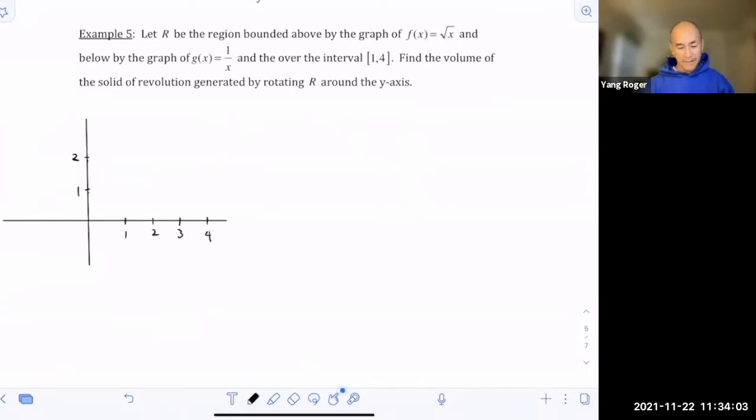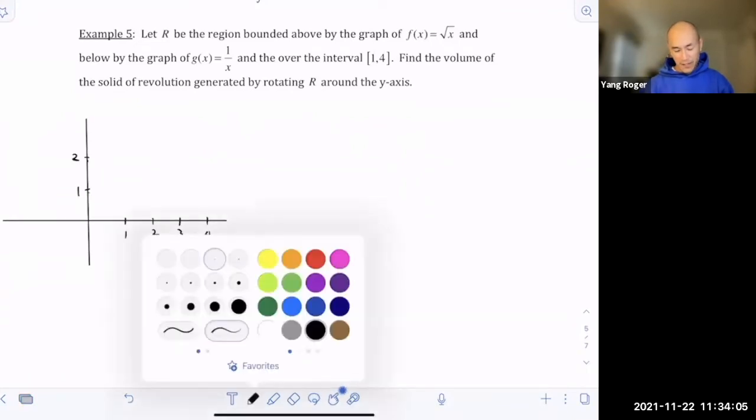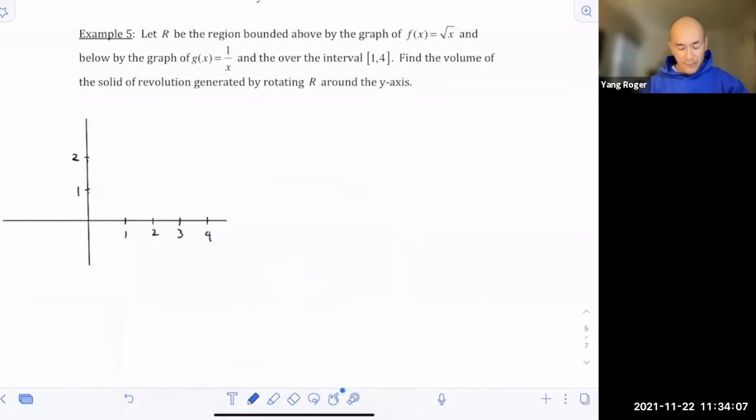I want to graph my 2 functions here. So one function is rad x. So we got 0, 0, we got 1, 1, we got 4, 2. That's the square root function, right? So it looks like this. This is y equal to rad x.